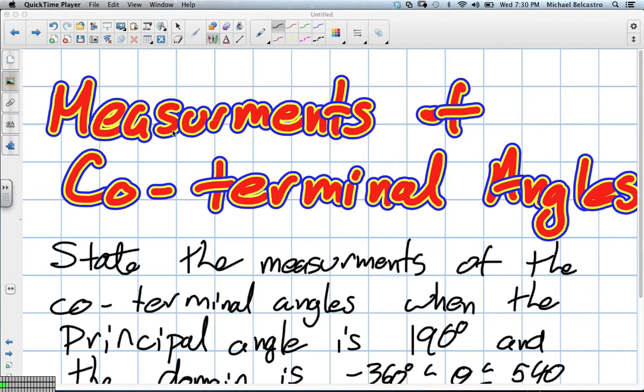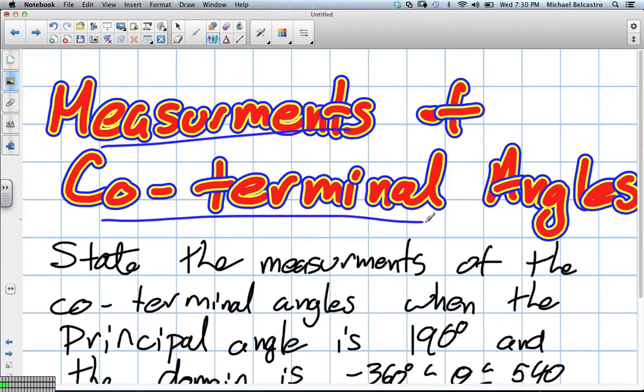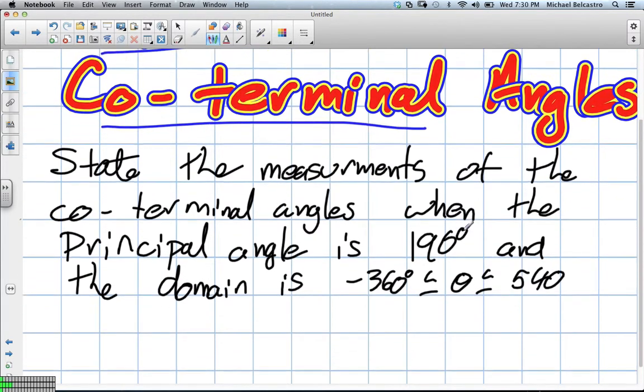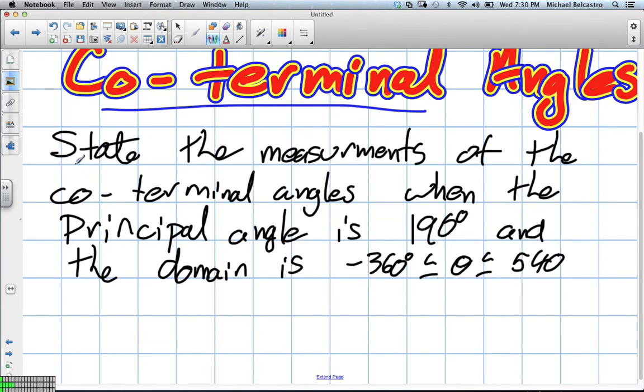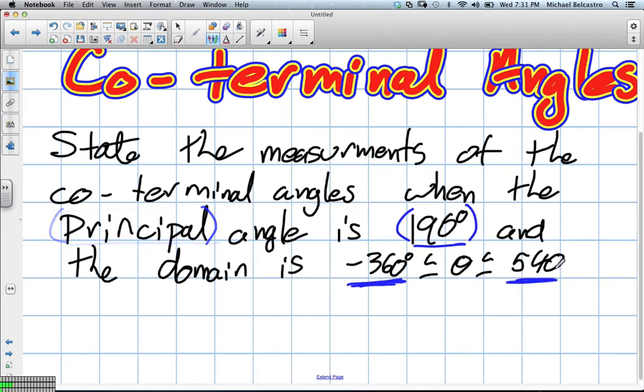Okay, we're going to do measurements of coterminal angles. They have a question here written out for us. I've rewritten it very sloppy, so I'll read it to you. State the measurements of the coterminal angles when the principal angle, this is important, the principal angle is 190 degrees and the domain is between negative 360 and 540.